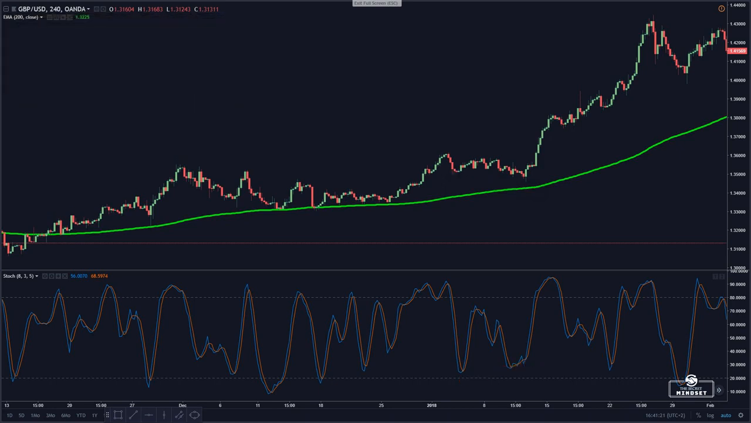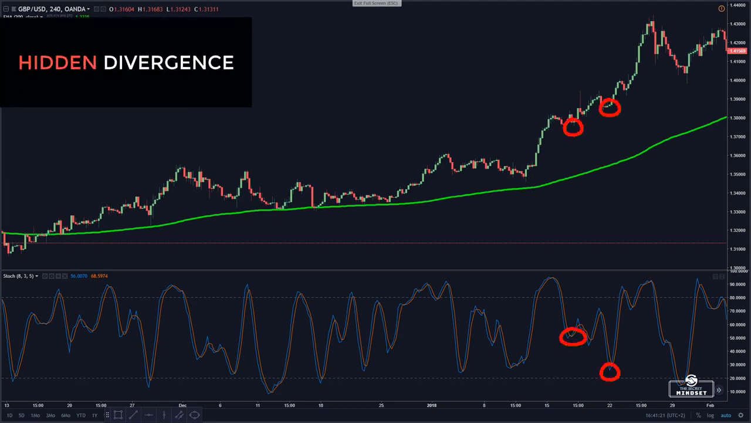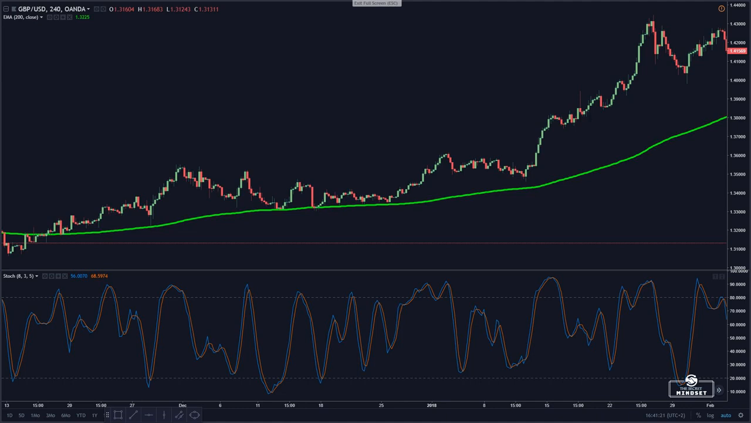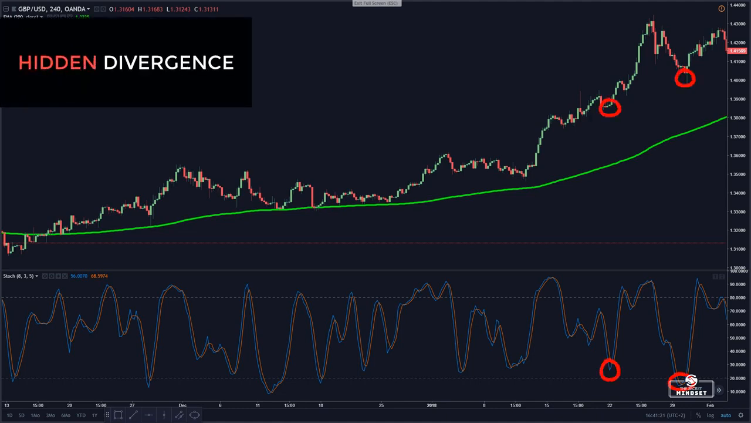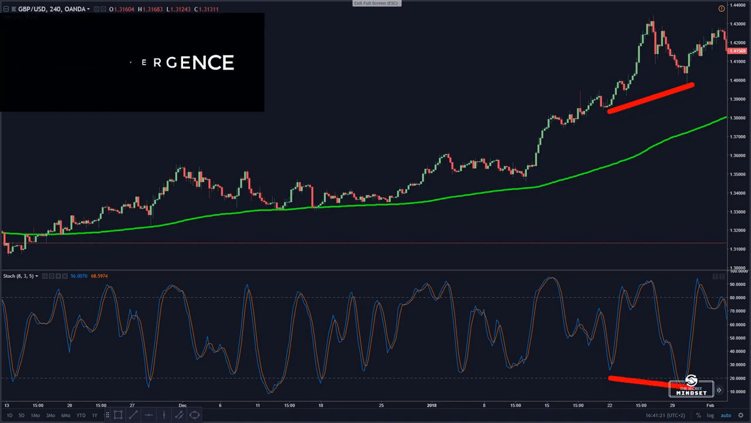The fifth signal was a hidden divergence. Observe how the price was making higher lows, but the indicator was making lower lows. The sixth signal was also a hidden divergence, with the same setup as before. The market price making higher lows, but the stochastic generated lower lows.